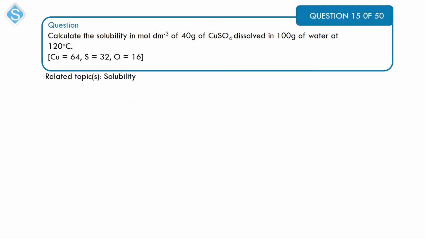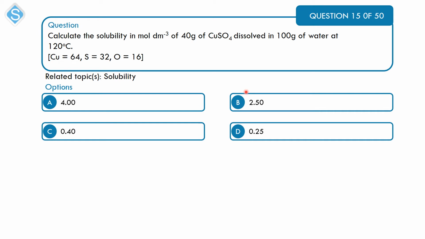Okay, next is a question on solubility. It says calculate the solubility in mole per dm cube of 40 grams of copper tetraoxosulfate dissolved in 100 grams of water at 120 degrees Celsius. We have A 4.00, B 2.50, C 0.40, and D 0.25.